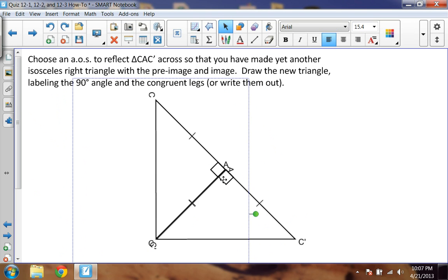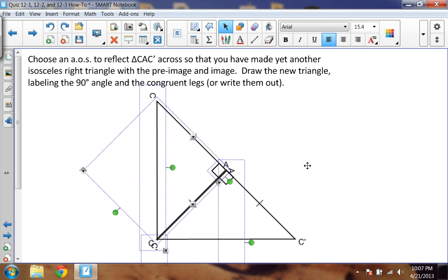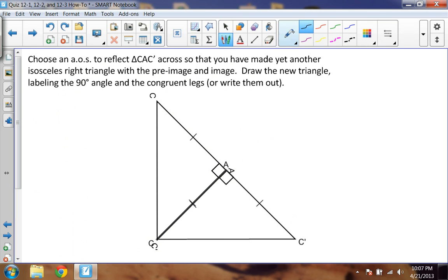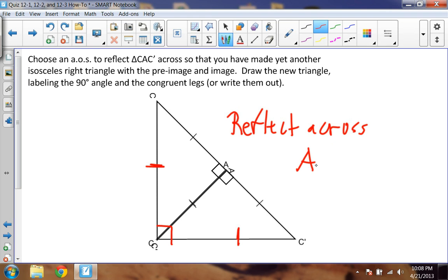So here's now my bigger isosceles right triangle. Here's one leg congruent to that leg, and here's my right angle as well. So I'd say that I reflected across segment AC. And then I marked this up and drew that up. So hopefully you have something like that. You could have done AC prime, and you would have a triangle that goes like that.